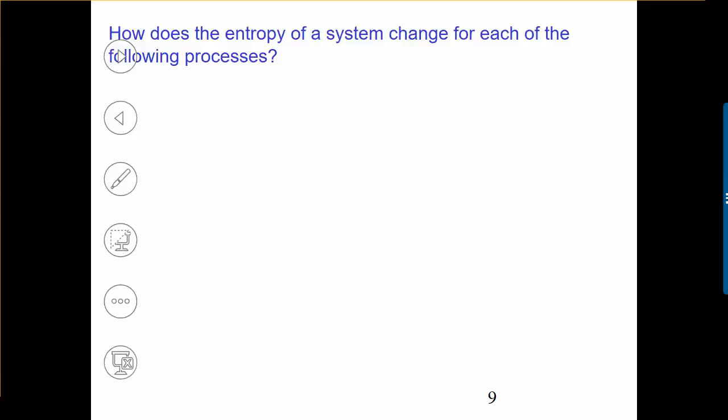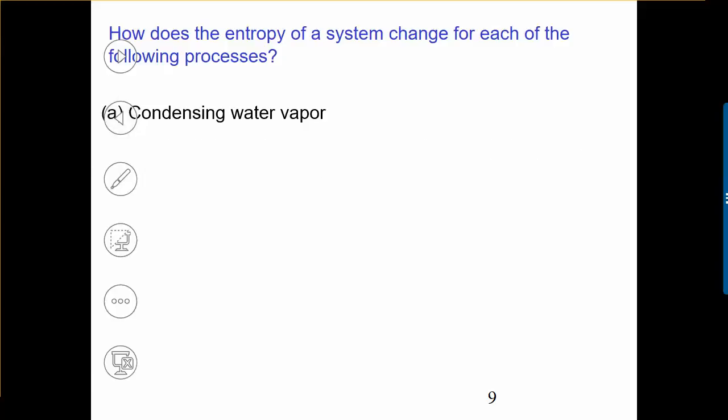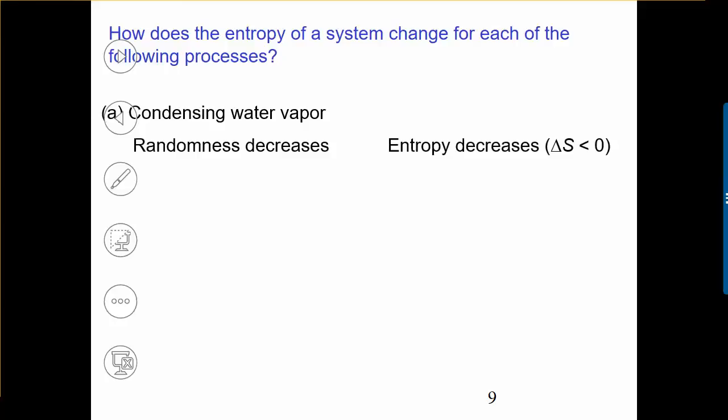Okay. How does the entropy of a system change for each of the following processes? Okay, let's just get them up. Okay. Condensing water vapor. How would I describe the delta S? Negative, because it's going from gas to liquid. So that would be a negative delta S process. Randomness decreases, delta S is less than 0.